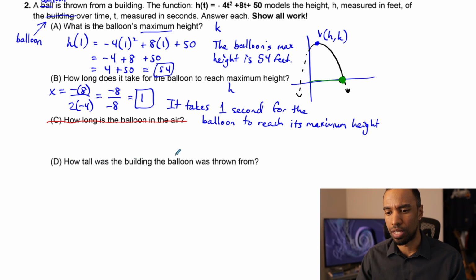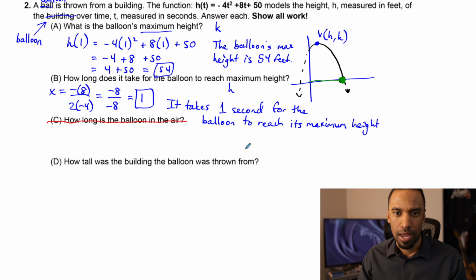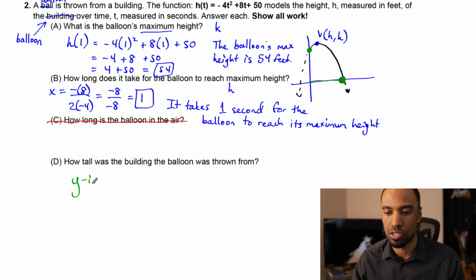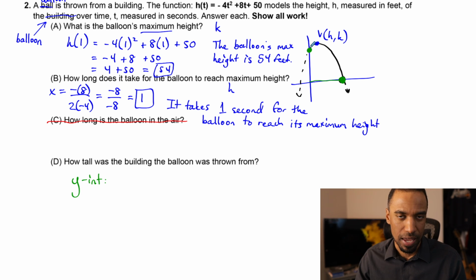How tall was the building the balloon was thrown from? I guess their idea is that you're throwing it from the building's height, basically. They're asking for the y-intercept. They're asking what is the y-intercept of this function here. That's what they're going to be asking on things like this.